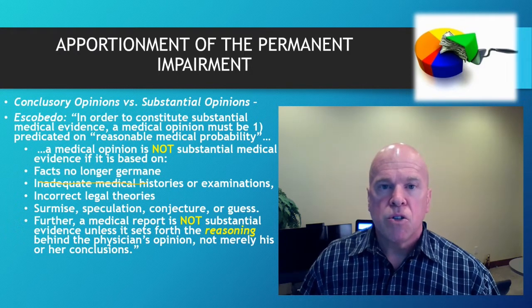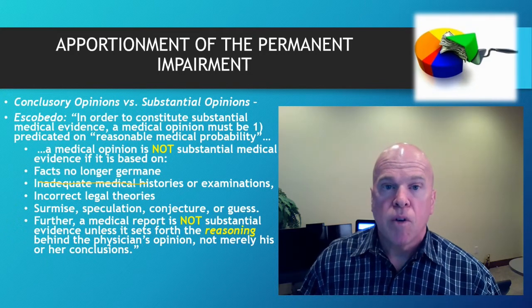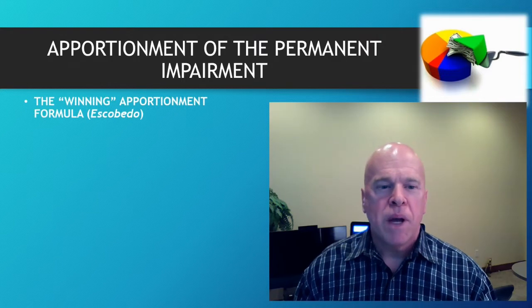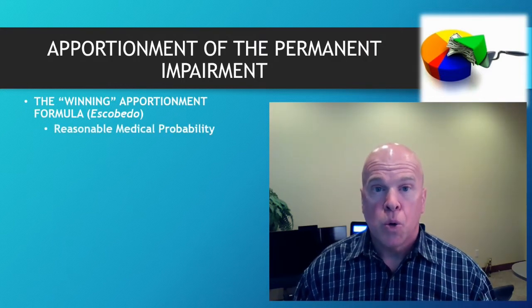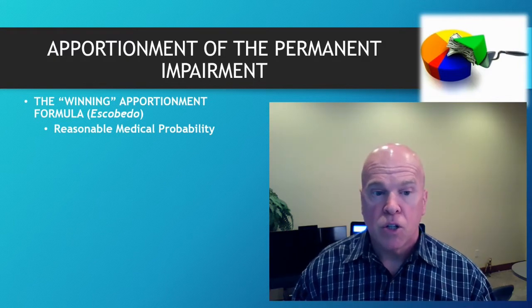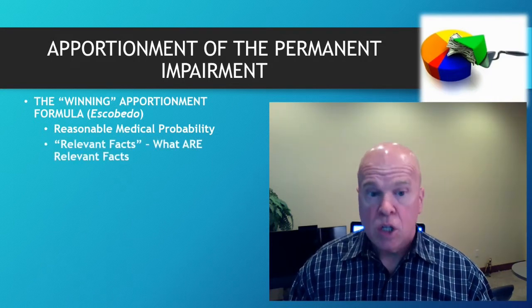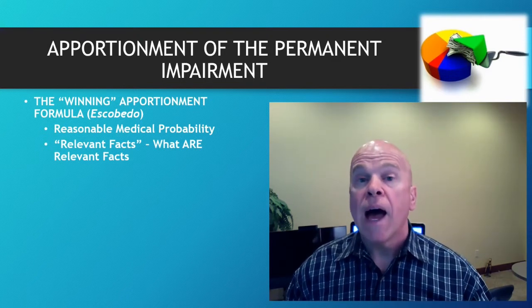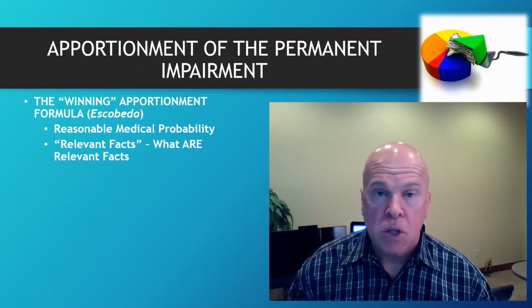So here is the winning formula that we derive from all of these cases, and especially from the Escobedo case. So here's the winning formula from Escobedo, and this is an exact recipe that you can use to fashion your apportionment approximate percentages. Number one, predicate your opinion of the apportionment approximate percentages on reasonable medical probability. Number two, cite the facts that are relevant in support of your apportionment approximate percentages.